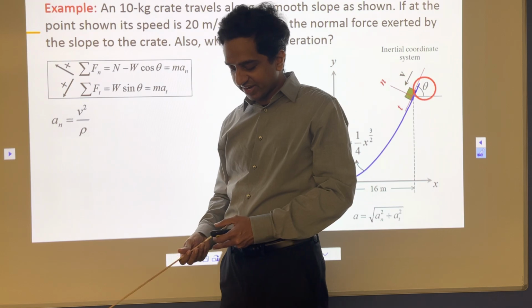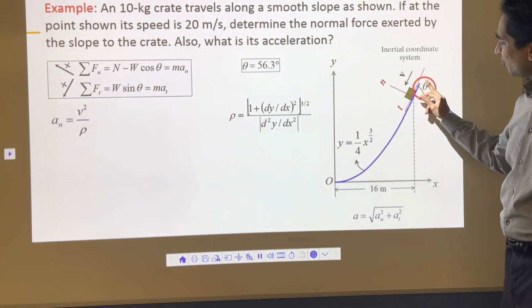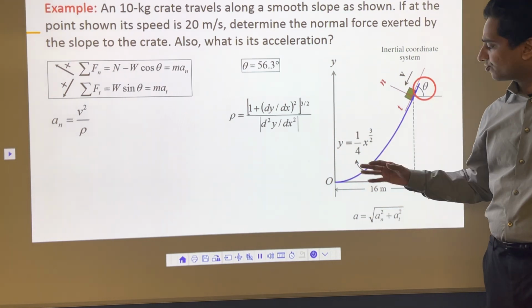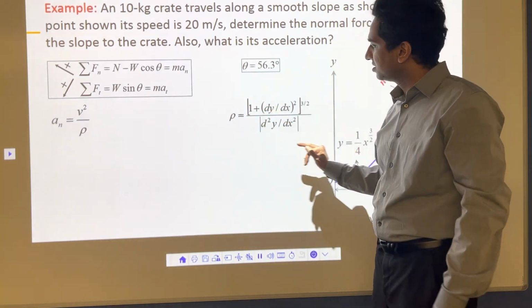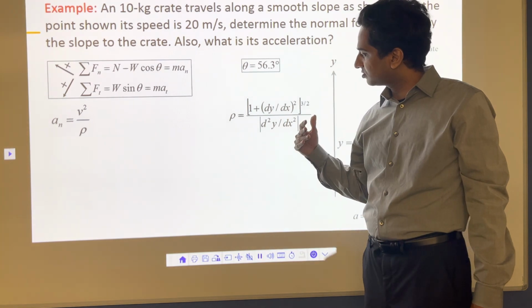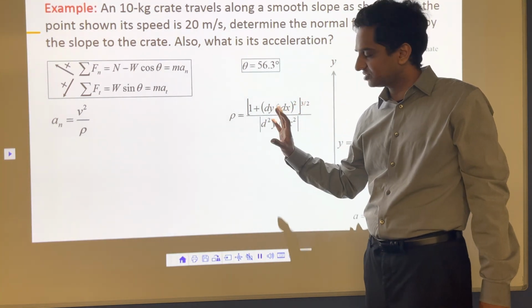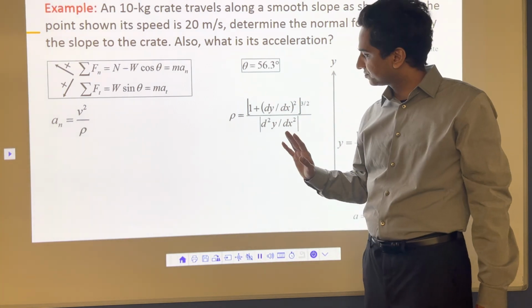So how to calculate radius? To calculate radius, we are going to use this equation. What we have here is the equation for the slope. And in case you have equation for the slope, the radius at any given point here will be given by this formula. Now it is a part of mathematics. Don't worry about how this formula is here. It's just plain simple, it's a direct formula. You use it to calculate radius.